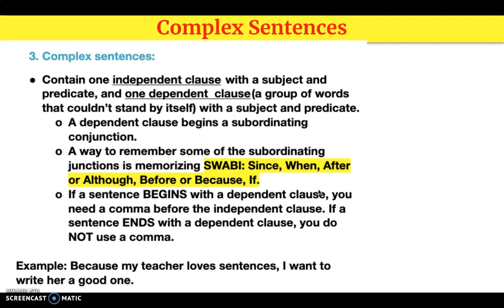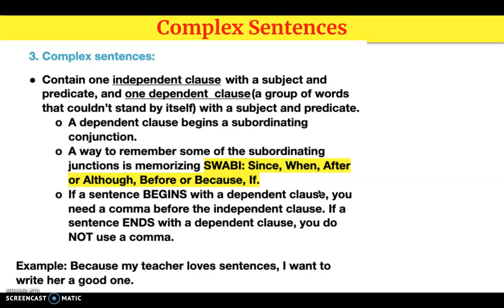Now, this is something new that we're going to be talking about. This is complex sentences, okay? They contain one independent clause with a subject and a predicate. So that is our simple sentence. But then one dependent clause, a group of words that couldn't stand by itself, with a subject and predicate. A dependent clause begins with a subordinating conjunction.